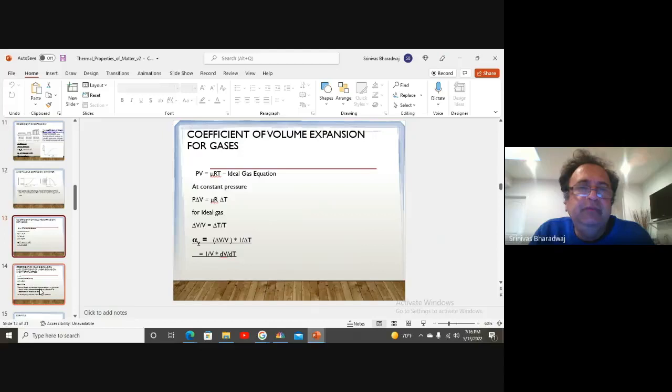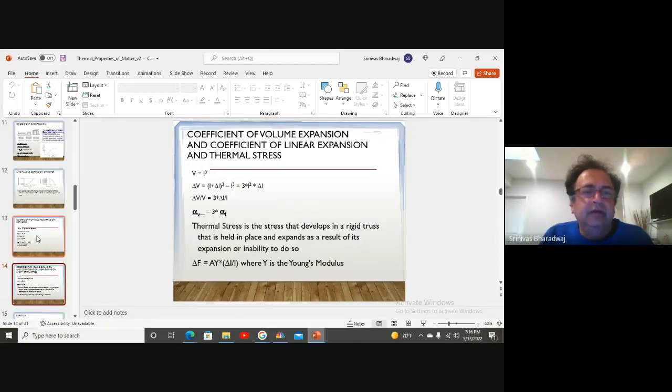PV equals nRT, where n is the number of moles and T is the absolute temperature. Now, P delta V equals mu times R times delta T. That's how we have this derivation. So delta V by V equals delta T by T for an ideal gas. I explained this derivation to you.